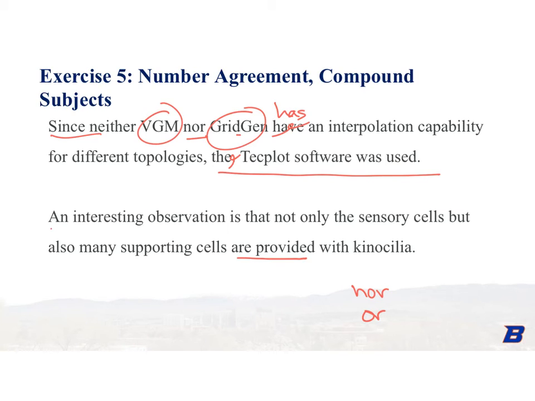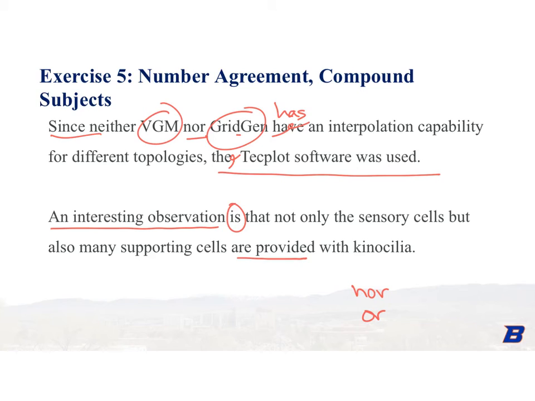So here you have an interesting observation, and then is what's called a linking verb here. And what follows is actually a subject complement. So not only the sensory cells, but also many supporting cells is describing the interesting observation.